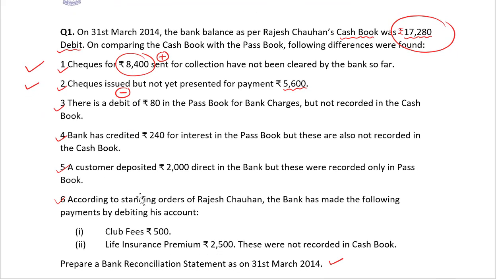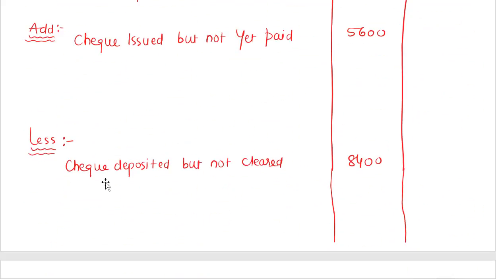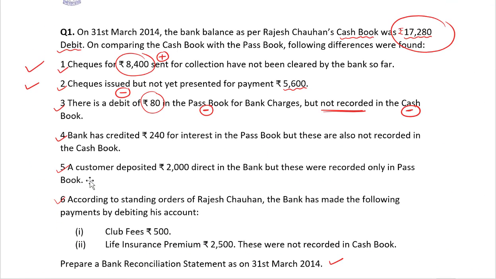Let's see the third point. There is a debit of $80 by the passbook. So in the passbook it is deducted, but it is not recorded in the cash book. So we need to make changes in the cash book. In the passbook it is deducted, so we also need to deduct in the cash book. The 80 would be deducted. Just write over here bank charges 80. Point number 3 is done.